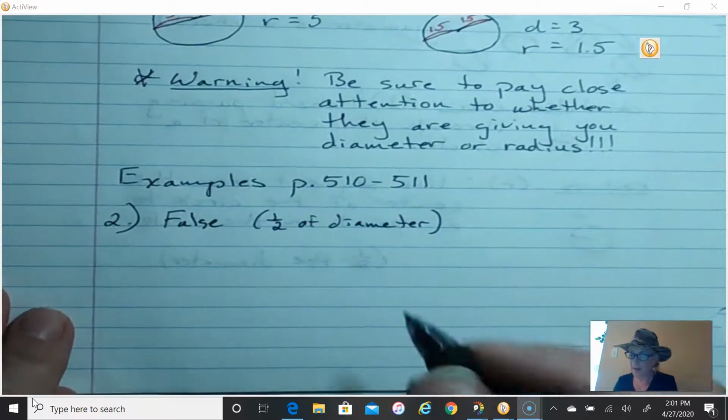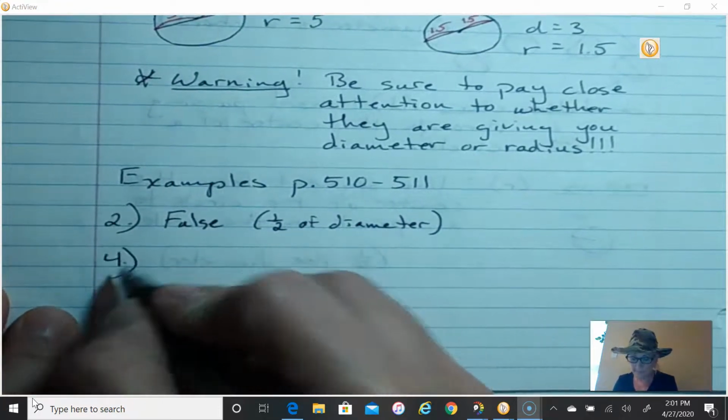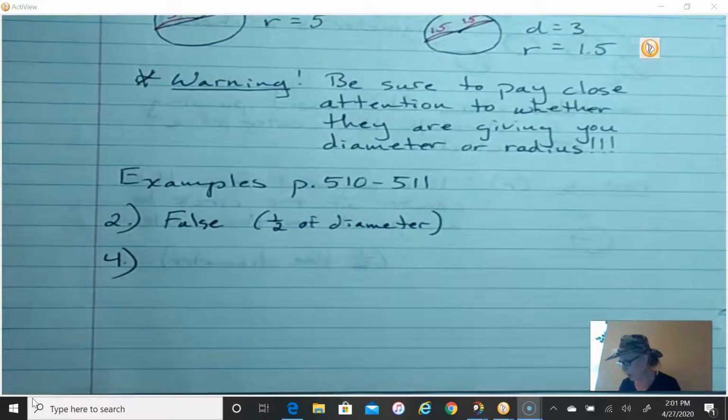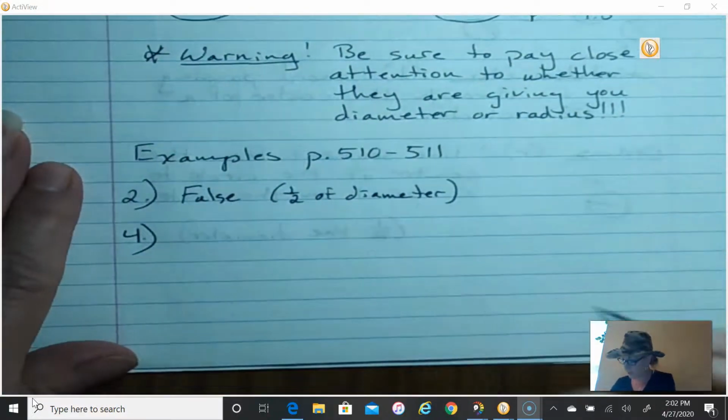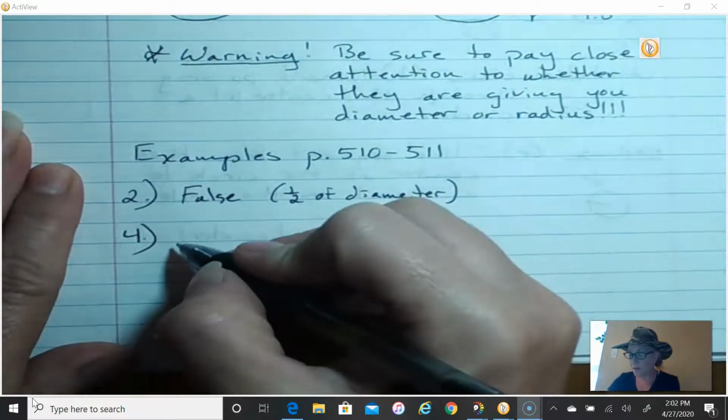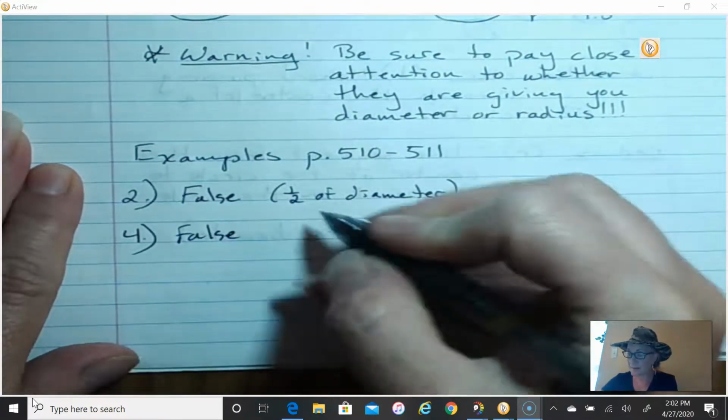Okay. Look at number 4. All chords of a circle are of equal length. Well, that is also false. Let's test it.